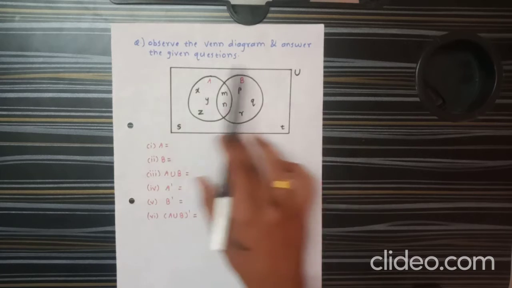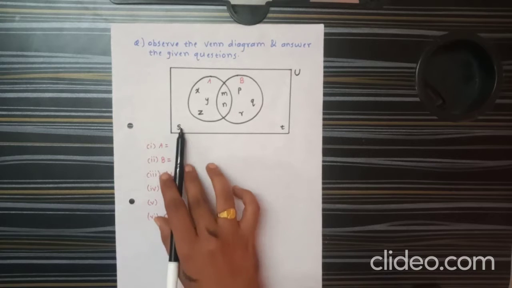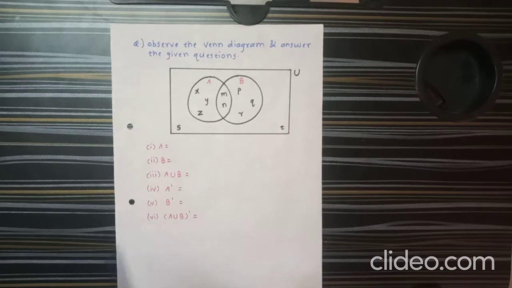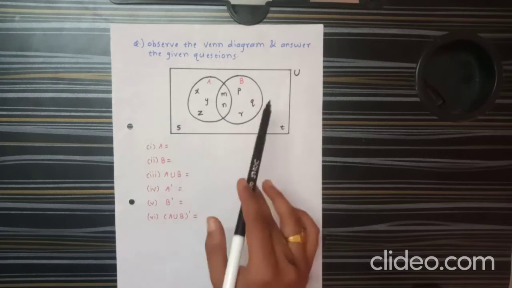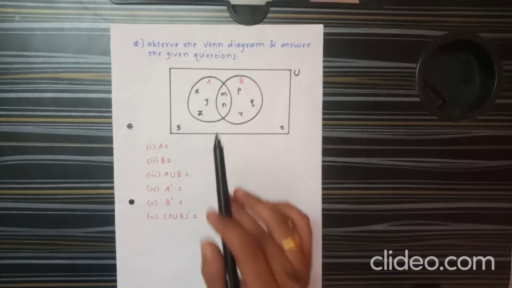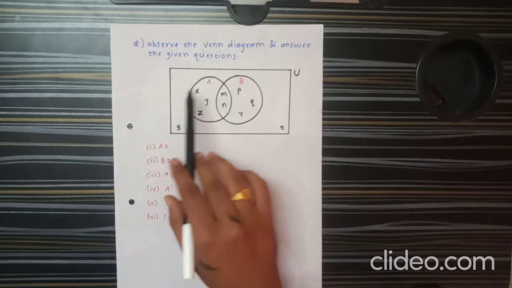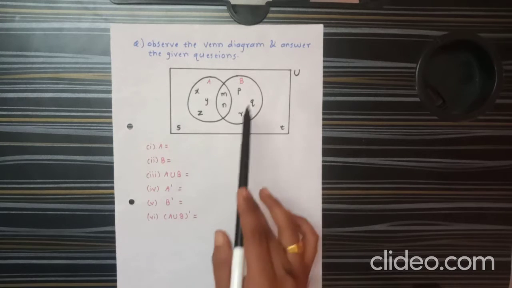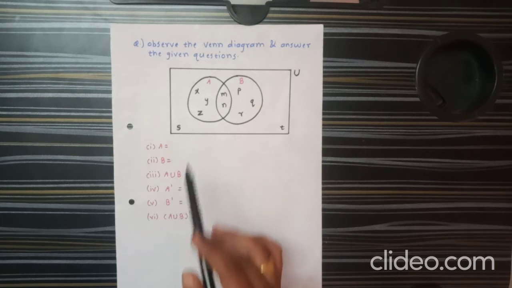This is the universal set represented by the capital letter U. S and T are two elements, and we have two sets here, namely A and B, and there are two elements which are common in both the sets A and B. So this particular part is nothing but the intersection of these two sets A and B. From this given information we need to write the answers of these 6 questions.